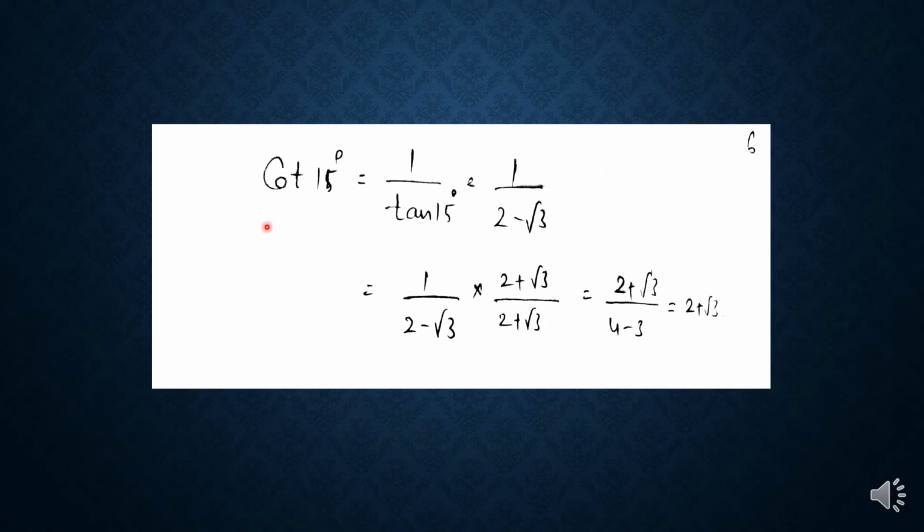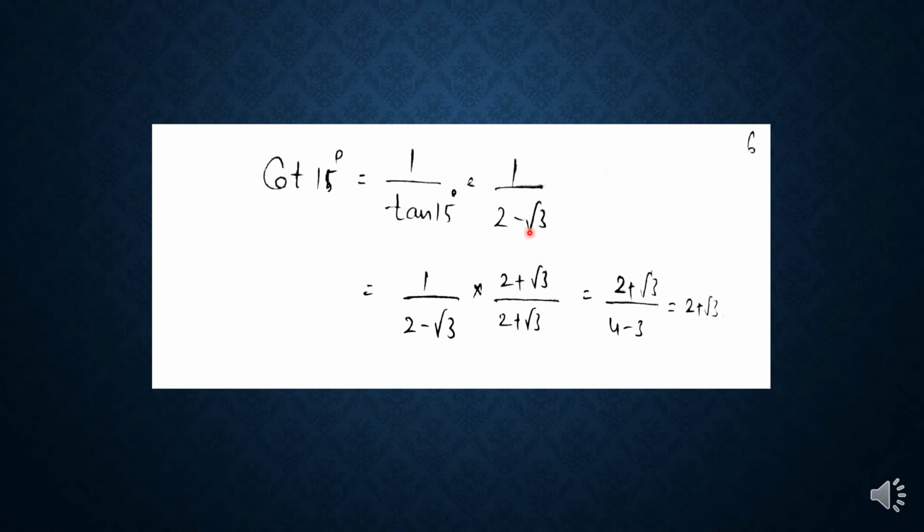Thus we can find the value of cot 15 degrees by using tan 15, or by using the formula cot of a minus b is cot a into cot b plus 1 by cot b minus cot a. We will get the value 2 plus root 3. Here we apply the tan 15 degrees value: tan 15 is equal to 2 minus root 3. Cot 15 is 1 by tan 15, so that is 1 by 2 minus root 3.